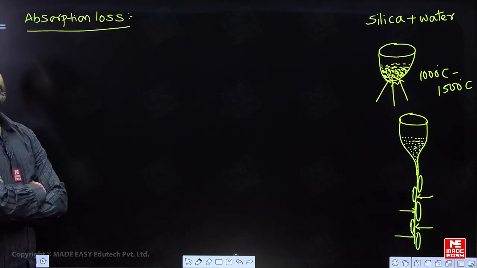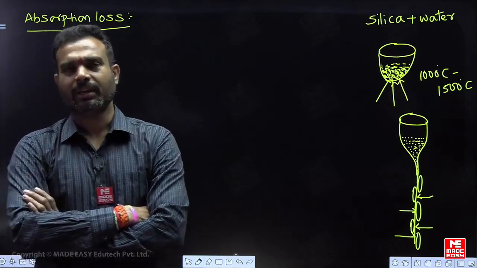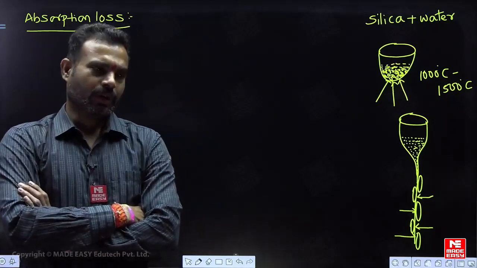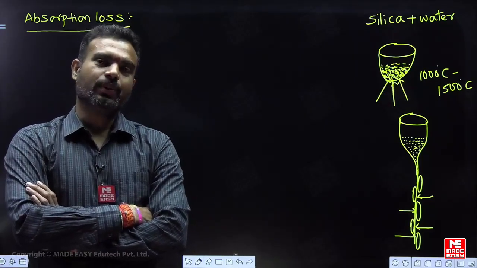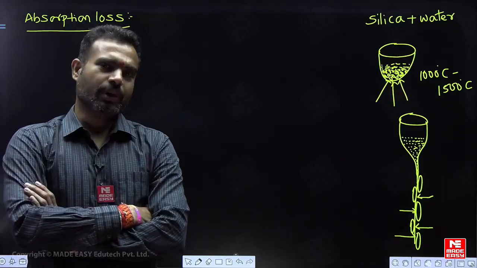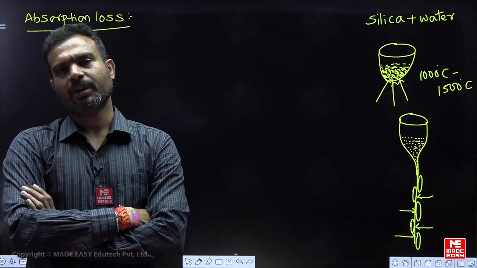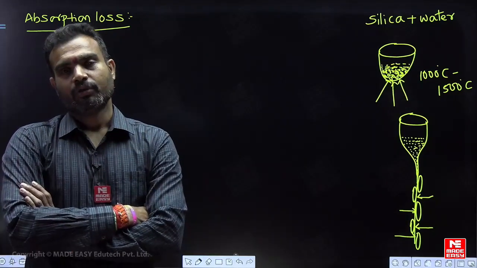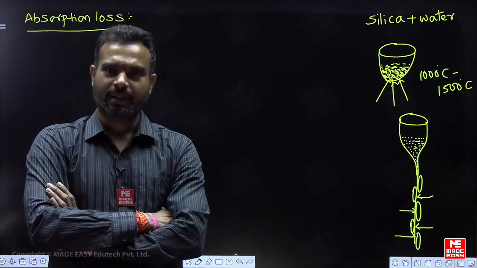Absorption loss is the loss caused by the impurities present in the fiber. What is the main source of these impurities? Silica has some impurities, and those impurities are metal elements. The metal elements absorb some light. Due to this, some of the optical light is absorbed.